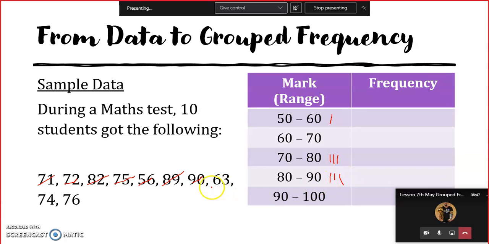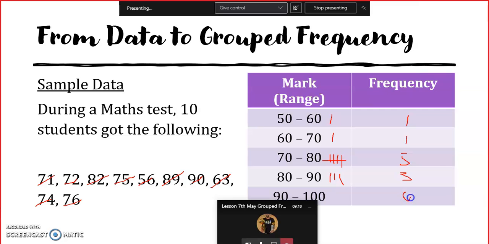Okay, so the next one, 63. We just need to say that's between 60 to 70. And 74, that's between 70 to 80. And 76, the last one, lucky last, is here. So between 70 and 80. So we just need to count how many of them and write the frequency. Or you can rewrite this as how many people. So we get 1 here, that's 5 here, and 3 here, and we will get a 0 at the bottom.